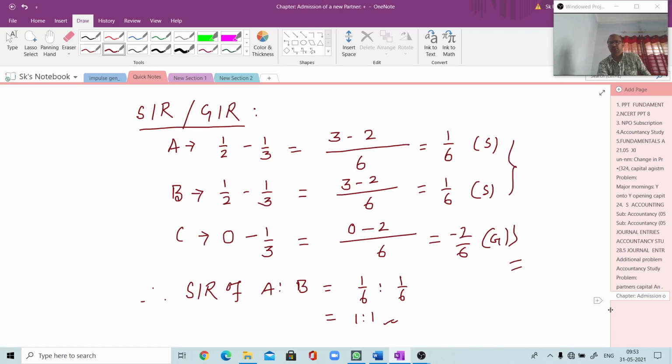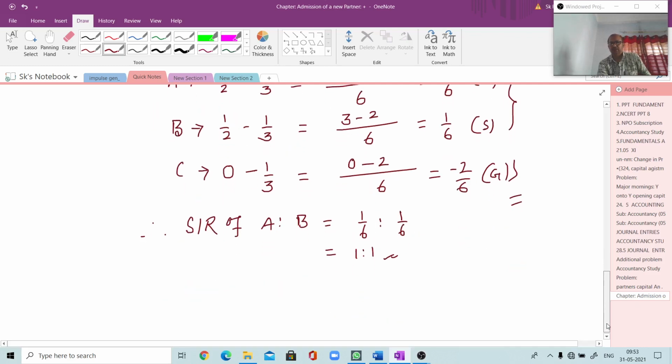So this way we can easily solve this type of problem, when a new admission is there: who is surrendering, who is sacrificing, who is acquiring, who is gaining. That part is quite important for treatment of goodwill. We have already learned the idea a little from the previous chapter, the base is the same, and in the same way we can proceed for the subsequent chapter also.